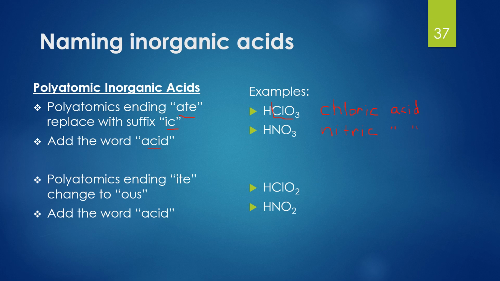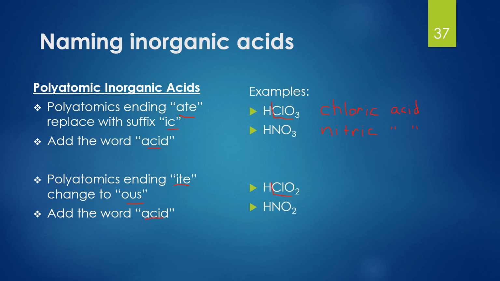All right, now let's go to the second set of rules. If the polyatomic ends in ATE, we replace it with ic. But if it ends in ITE, then we change it to us. Of course, don't forget the word acid. Since it's a polyatomic, we're not using the word hydro. We're just looking at the polyatomic to name it.